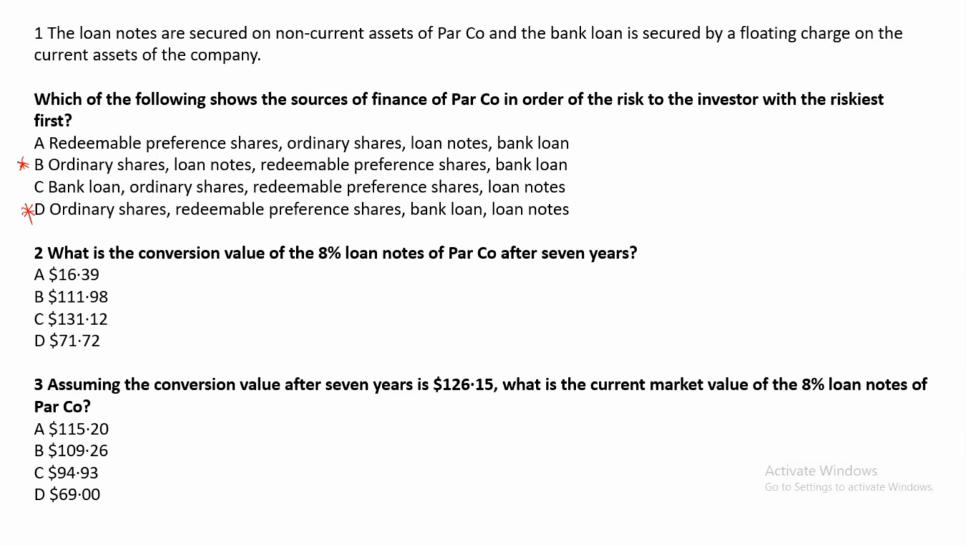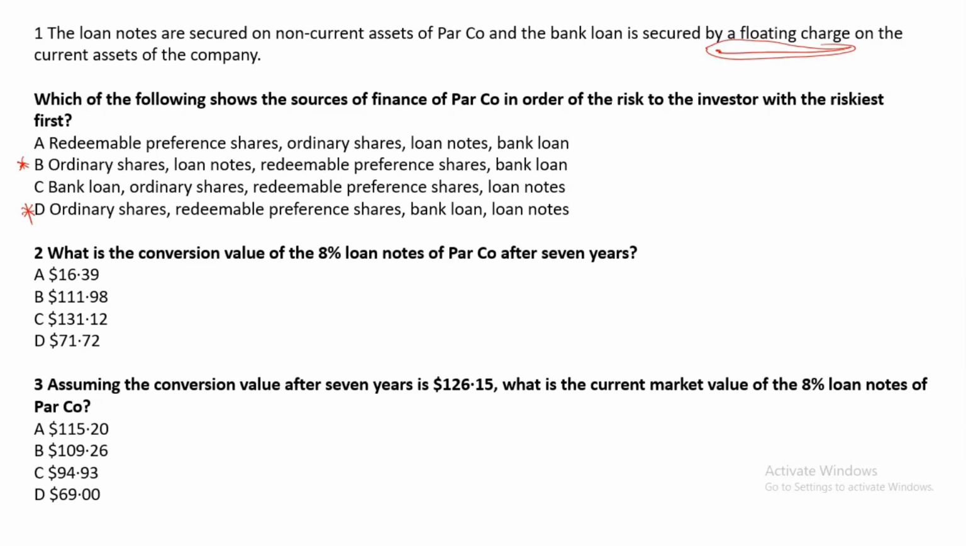Now, we have been told that the bank loan is secured by a floating charge. A floating charge or a variable charge is something that is not fixed, which means sometimes it might be too unbearable depending on the conditions of the market or the prevailing conditions in the economy. So it's not a safe option. It's more risky, right? So in that case, we can see that it is more risky than the loan note.